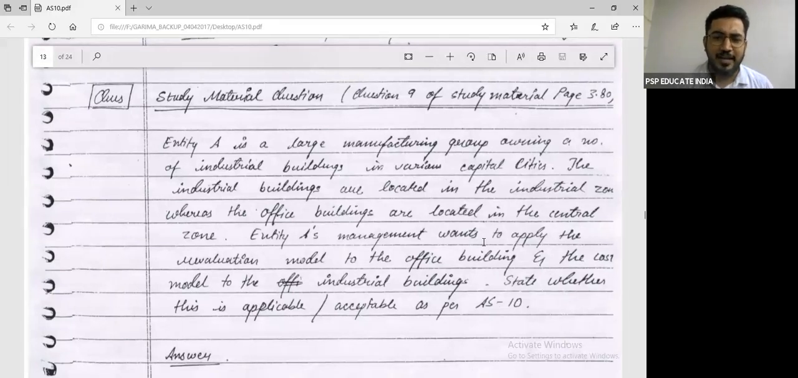So how many types of buildings are there? Two types, industrial and office buildings. The purpose of industrial buildings is different, and they are located at a different place. The purpose of office buildings is different, and they are located at a different place. Look ahead. Entity A's management wants to apply a revaluation model to the office building and cost model to the industrial building. State whether this is acceptable as per accounting standard 10. So quickly on the chat box, is it acceptable or not acceptable as per accounting standard 10? Put it on the chat box, acceptable or not acceptable.